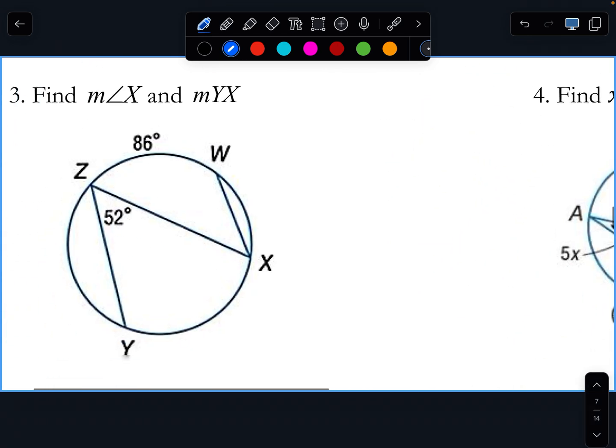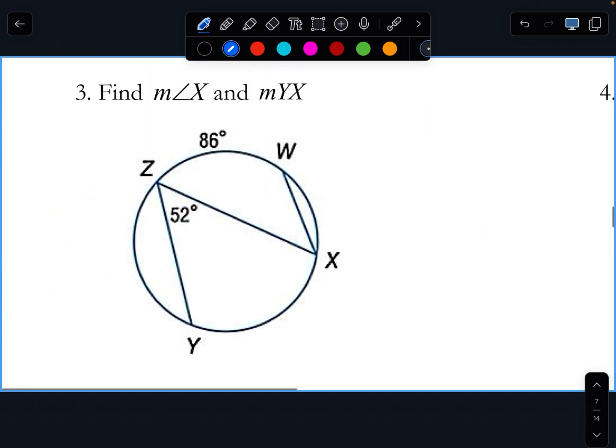Okay, that one's too easy. Let's do this one. Why don't you do this quick? Ready, go. Wait, just kidding. I'm missing my arc measure. Okay, now do it.